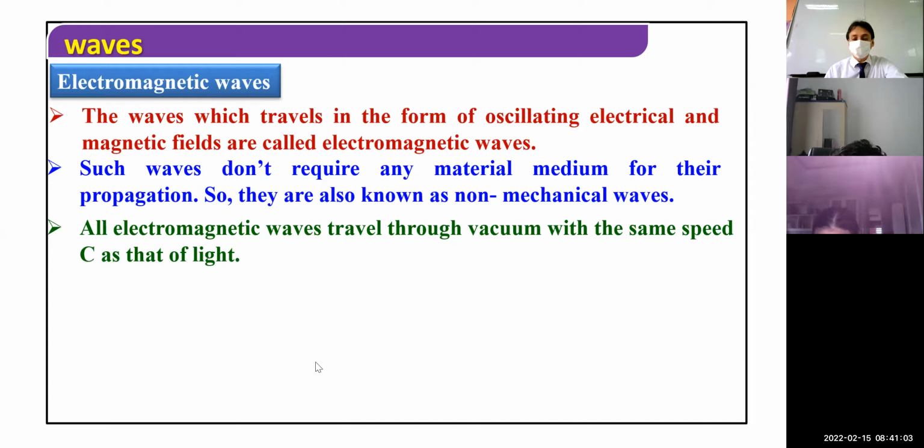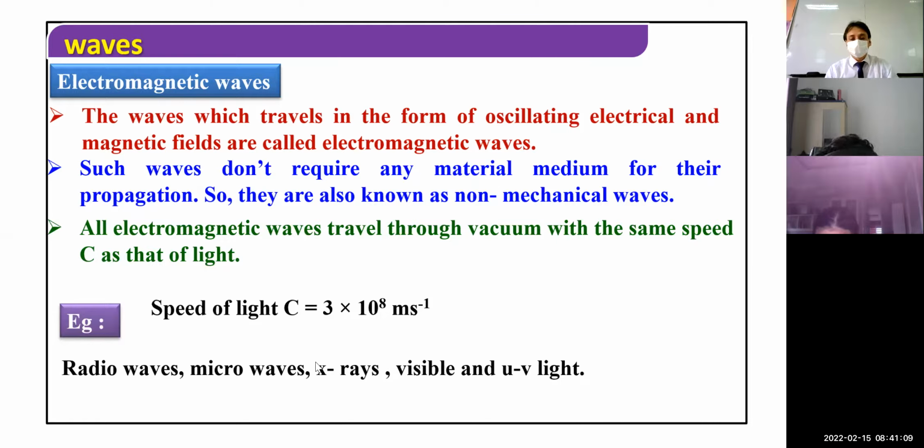Electromagnetic wave is not one wave, it's a spectrum of many waves. Examples: radio waves, microwaves, X-rays, visible, UV, gamma rays. All these waves travel with the speed of light. And what is the value of the speed of light, children? Please make a note of it and try to memorize this value: 3 multiplied by 10 to the power 8 meters per second. It means radio waves move with a speed of 3 times 10 to the power 8, microwaves also, and similarly visible light and UV light.